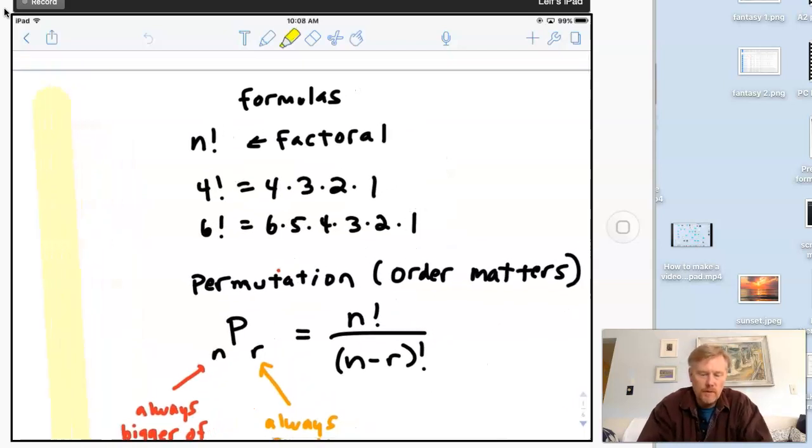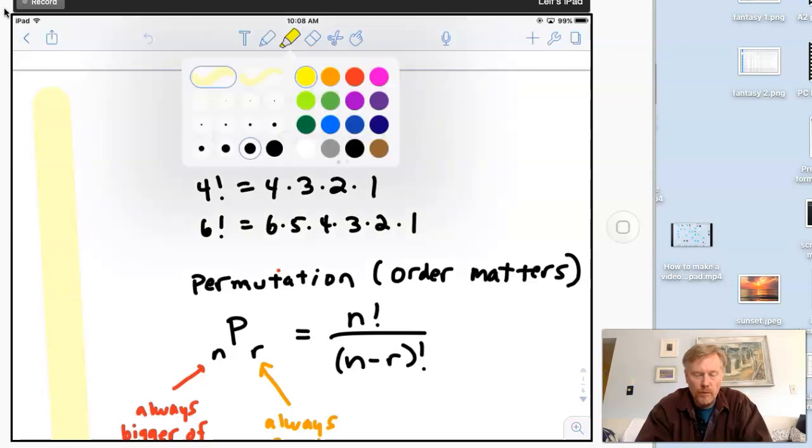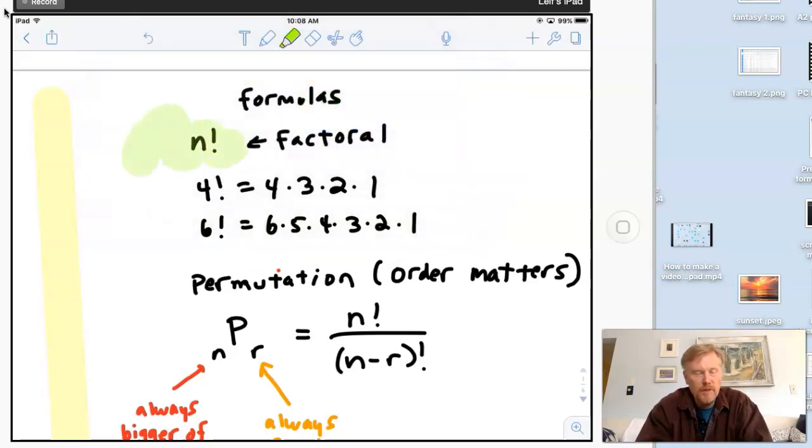The first one is called factorial. When I have that exclamation point there, like n exclamation point, that means n factorial. And factorial means you multiply all the numbers, including that number and below, together. So, for example, if I had 4 factorial, that would be 4 and all the numbers less than 4, multiplied together, stopping at 1. So 4 times 3 times 2 times 1. 6 factorial, 6 exclamation point, is 6 times 5 times 4 times 3 times 2 times 1. All right, you punch those numbers into your calculator, and you get an answer.